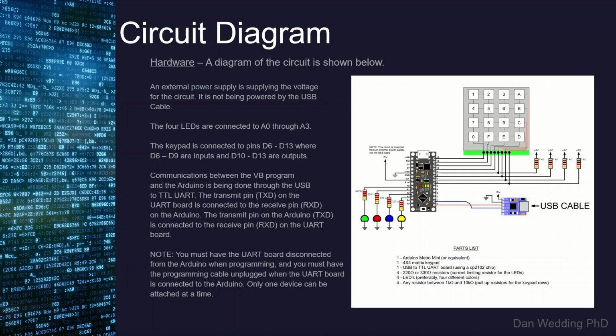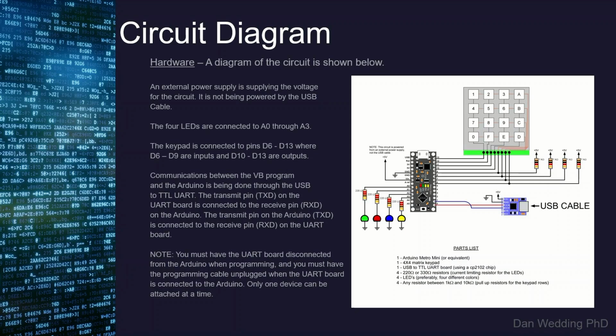A diagram of the circuit is shown below. An external power supply is supplying the voltage for the circuit. It is not being powered by the USB cable. The 4 LEDs are connected to A0 through A3. The keypad is connected to pins D6 through D13, where D6 through D9 are inputs and D10 through D13 are outputs. Communication between the VB program and the Arduino is being done through the USB to TTL UART.